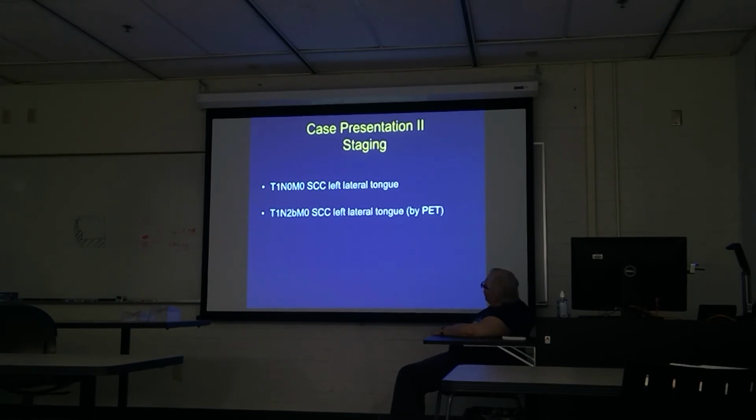A T1N0M0 squamous cell carcinoma, left lateral tongue, and then you have a T1N2B M0 squamous cell carcinoma, left tongue by PET. So clinically, this is what he's got, but you have the PET scan and you're seeing this. So probably we'll go with this.